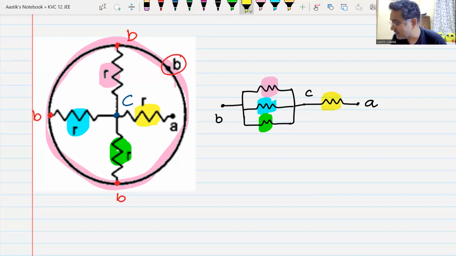Now you can very easily see the three R are in parallel, so it is R by 3. Then that is in series with R, so it becomes 4R by 3. The final answer becomes 4R by 3.